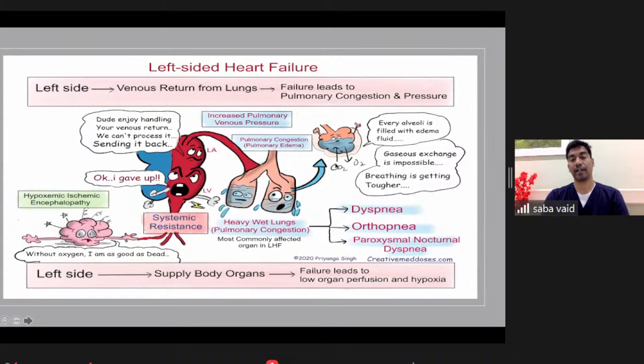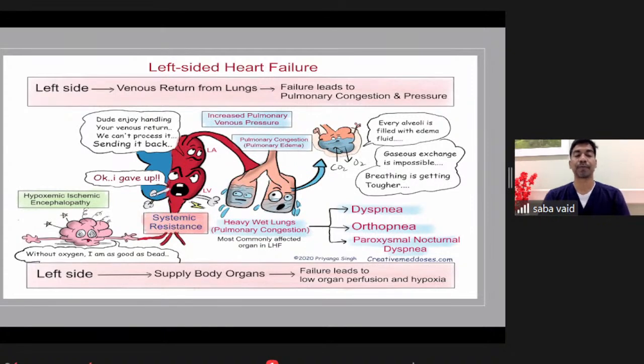Once there is alveolar edema, it is very difficult to send the oxygen across from the alveoli into the pulmonary system. And as a result, the patient experiences dyspnea, orthopnea, or paroxysmal nocturnal dyspnea. So technically, you're dealing with a completely wet lung, a pulmonary congestion leading to hypoxia. And these patients typically present with breathing difficulty. So that's pulmonary edema for you, which is the left-sided backward failure.